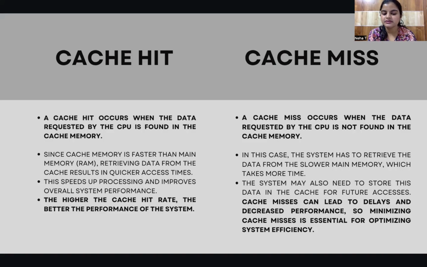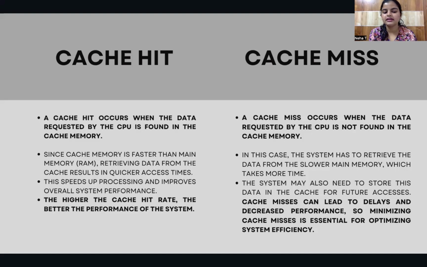Since cache memory is faster than main memory, retrieving data from the cache results in quicker access time. So when the data requested by the CPU is already present in the cache, it is even faster. This speeds up processing and improves overall system performance. The higher the cache hit rate, the better the system performance, because if the data is already present in the cache, access is easier and faster.